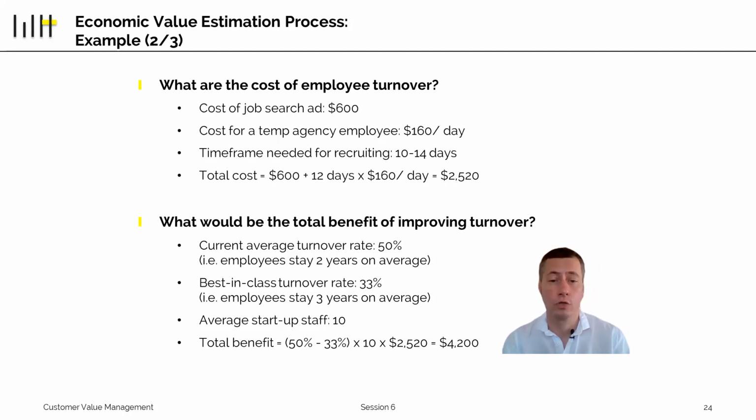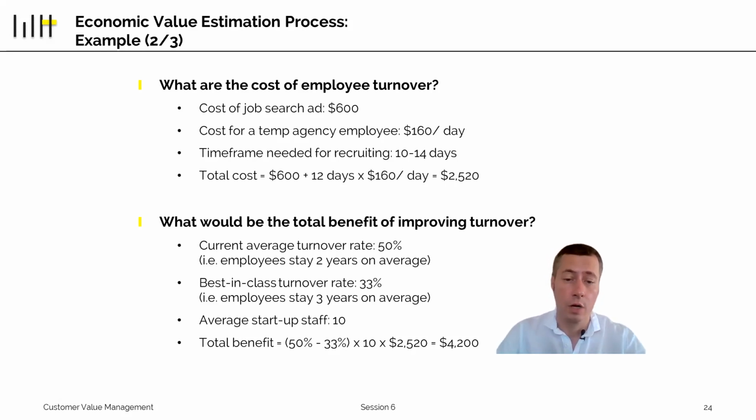The current average turnover rate in a startup, let's say, is 50%. People stay on average 2 years. If a startup does whatever you recommend based on your thesis to increase employee satisfaction, we may get it up to 3 years. So we reduce from 50 to 33%. Assuming an average staff of 10 and the cost of 2,520 we just calculated, this means a company has a potential benefit of about $4,200 if they do the things that you recommend in your thesis.